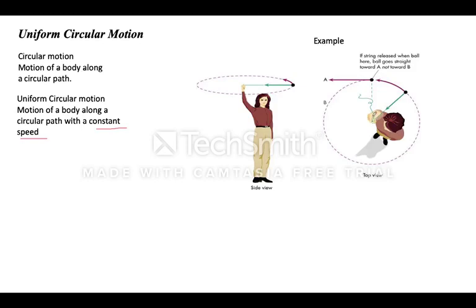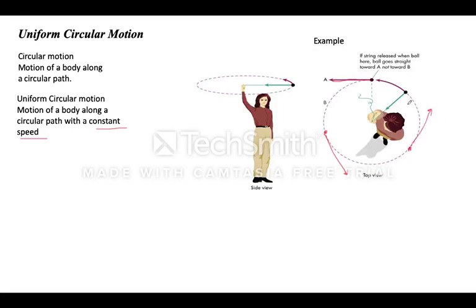What will happen if the string is released? Suppose at this point the ball is released. If the string is released, the ball will go straight towards A. Now, suppose at this point the string is released, then the ball will take a straight path like this. At this point, if the string is released, then the ball will take a path in this way.